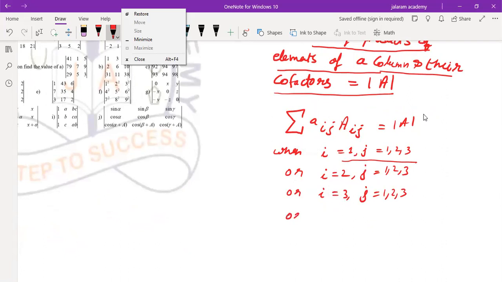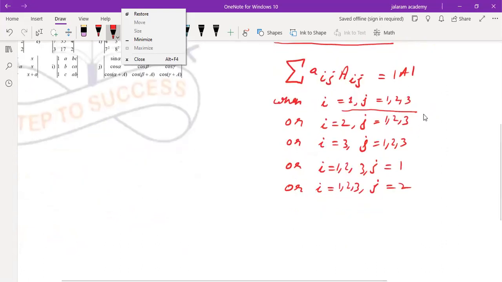on. Or if we take i equals 1, 2, 3 and j equals 1, then also it is correct. Or if we take i equals 1, 2, 3 and j equals 2, means this is column wise. Or if we take i equals 1, 2, 3 and j equals 3 only, then it is also correct.